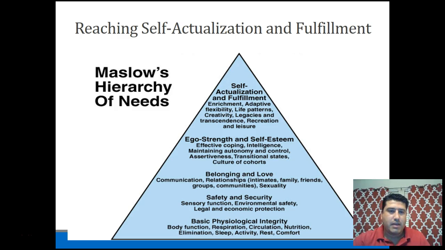Now, this is Maslow's hierarchy of needs. The only reason I put this here is so that you can get a sense of what self-actualization really means. According to Maslow, in order to achieve self-actualization, you have to achieve the more basic levels of needs first. So, starting with basic physiological integrity. As long as you're achieving all of these, then you can start securing the next level, which is safety and security. And if all of these components are taken care of, then you become capable of experiencing the next one, which is belonging and love.